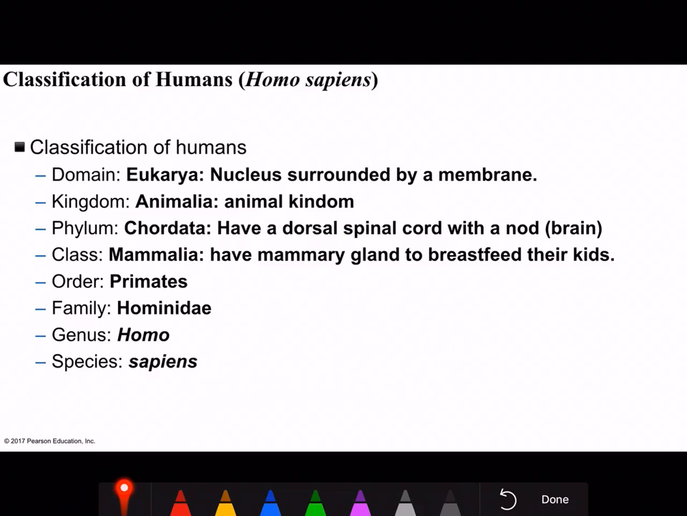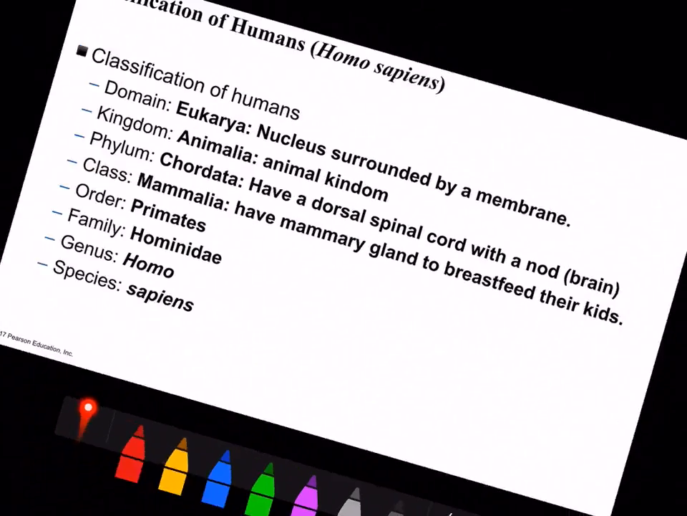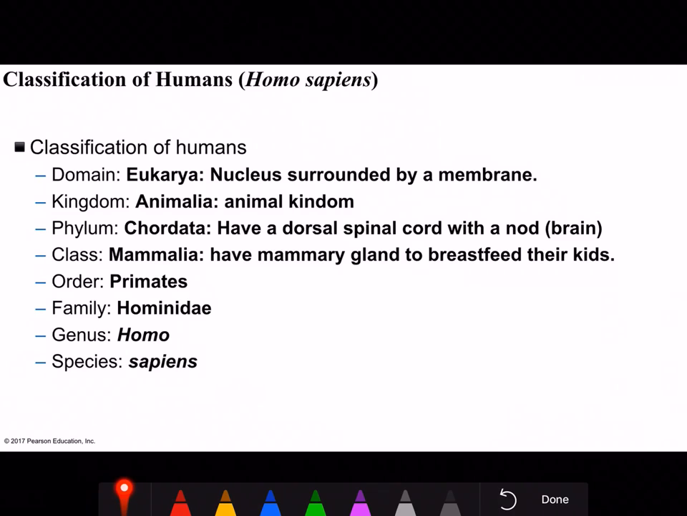Okay, let's see now the classification. Oops, sorry. Let's see the classification of humans. How do we classify humans within the biological system? Now, to understand the classifications, think of it as a tree. There is a main branch, then a sub-branch, sub-branches, all the way to the species, or think of them as the fruit.